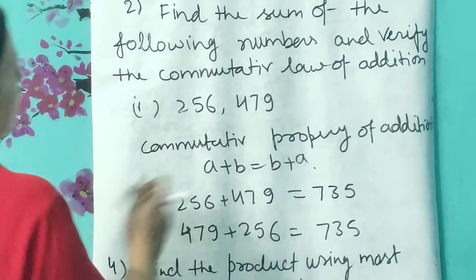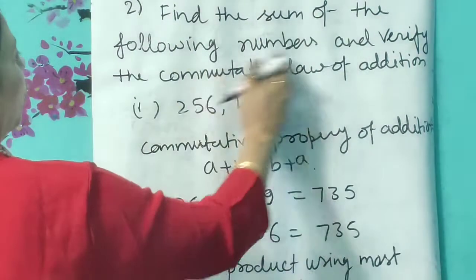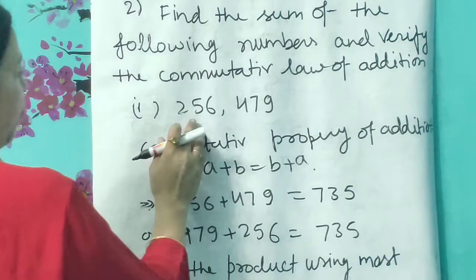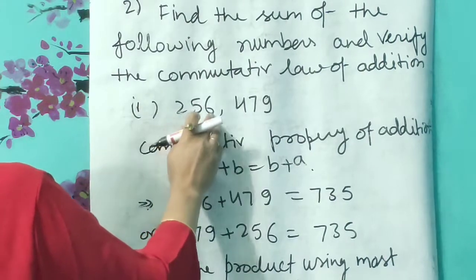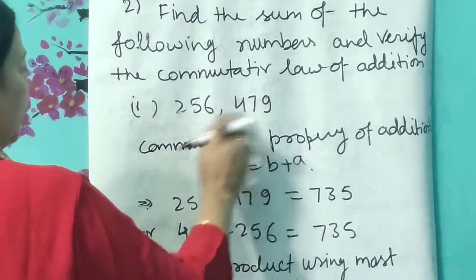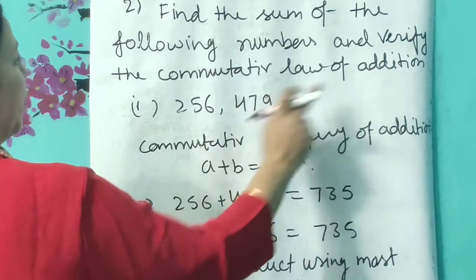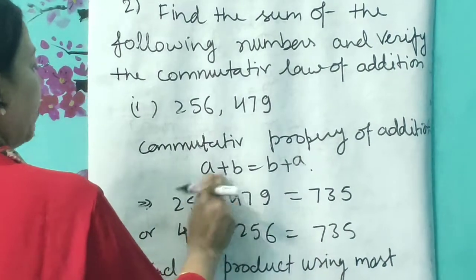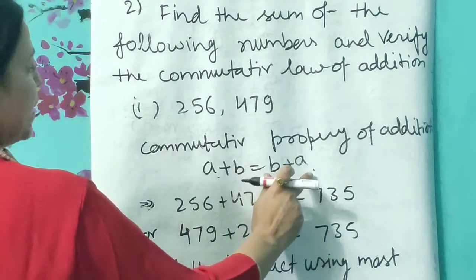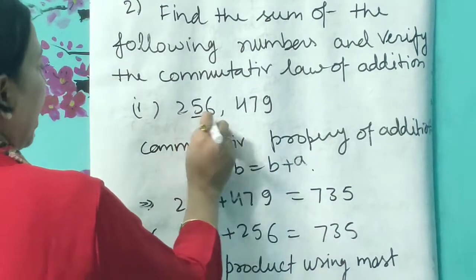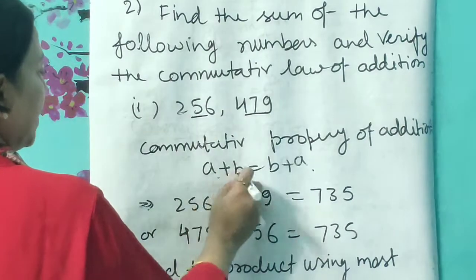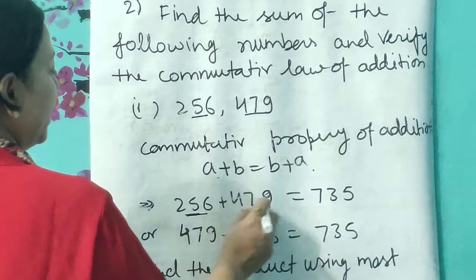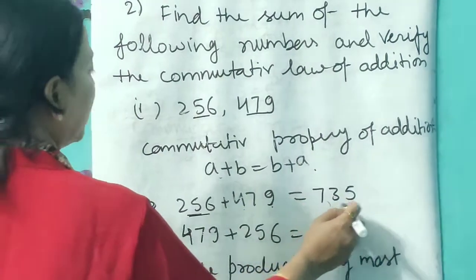First example is find the sum of the following numbers and verify the commutative law of addition. First numbers are 256 and 479. You have to verify the commutative property of addition. So what is commutative property? Commutative property is A plus B is equal to B plus A. So you have to add these two numbers first, A plus B. So you add 256 plus 479. On addition, it will give 735.